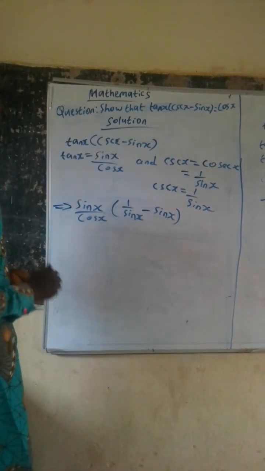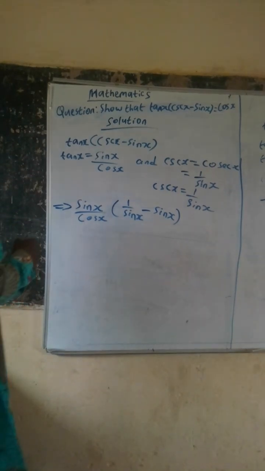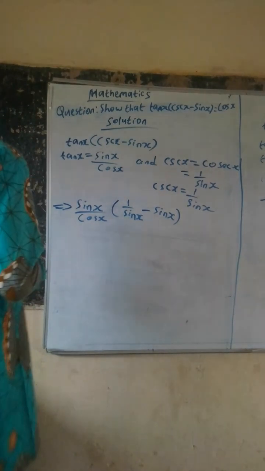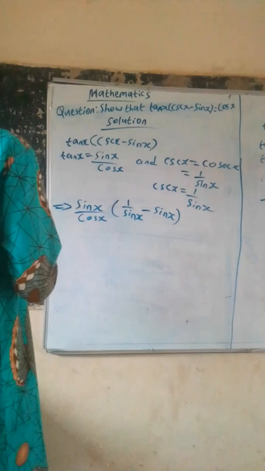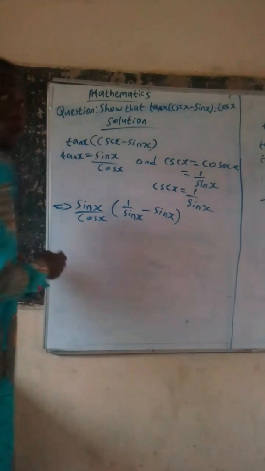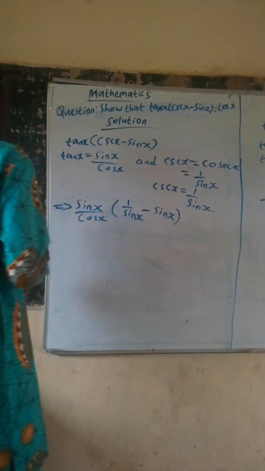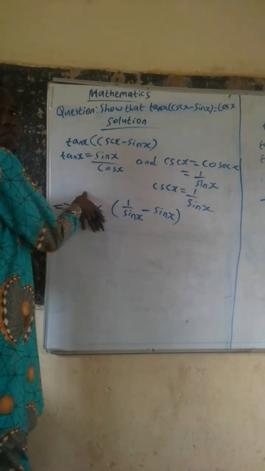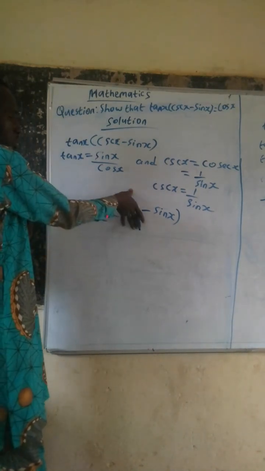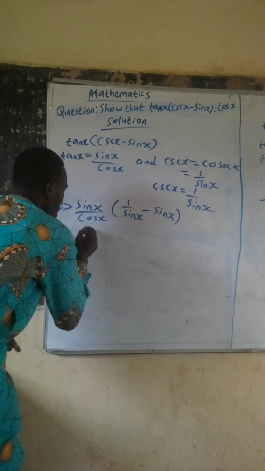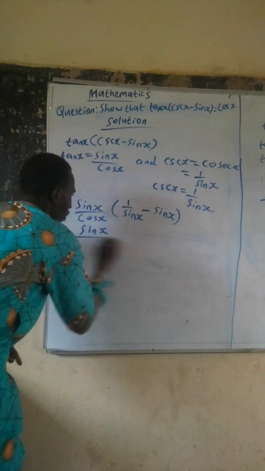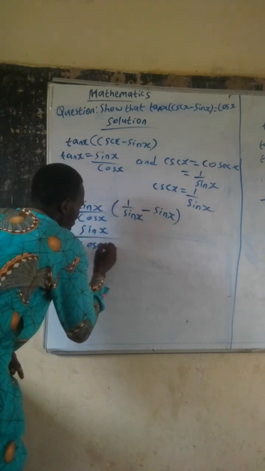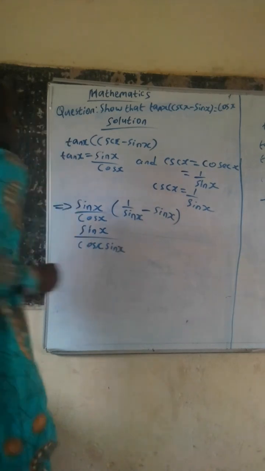So having done that, let's solve it further. So what will we have? We are going to have sin x divided by cos x multiplied by 1 over sin x, which is sin x all over cos x sin x. Are you getting me?